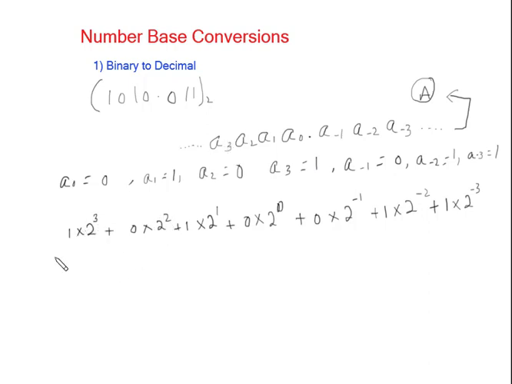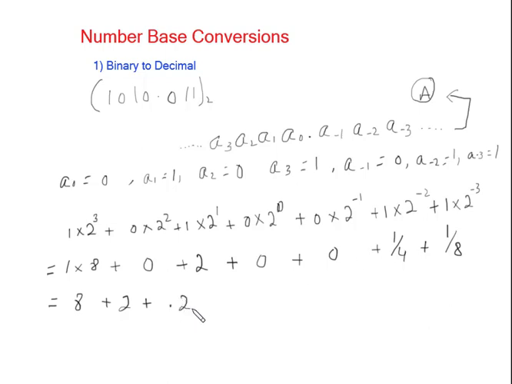Okay, now solving it, we will get 1 into 8 plus 0 plus 1 into 2, it's simple, 2, plus 0 plus 0 plus 1 into 2 raised to power minus 2, it will get us 1 by 4, and this will get us 1 by 8. Now we do have 8 plus, taking out the zeros, 2 plus 0.25. You can use the calculator, plus this one will be 0.125, I guess, if I am not wrong, and by adding it will get me 10.375.